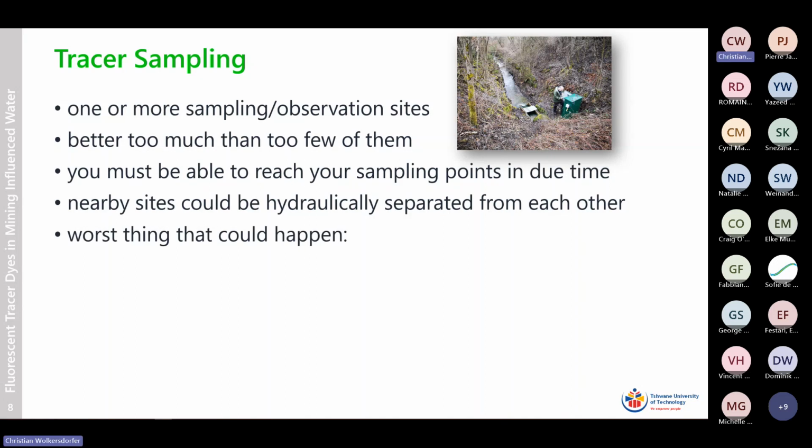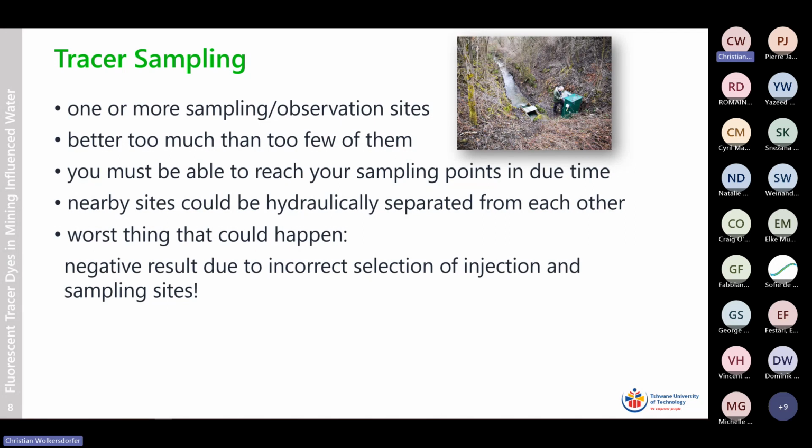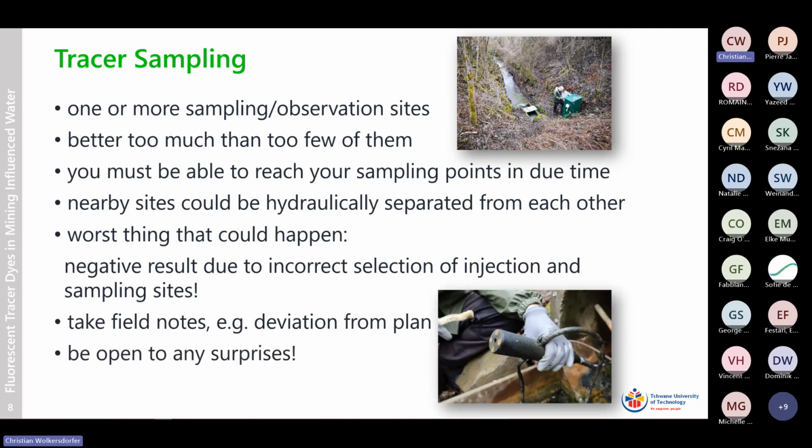And of course, there are also worse things that can happen. And these are negative results due to incorrect selection of injection and sampling sites. And a mine is quite challenging. Sometimes there are no maps available anymore if the mine was closed a long time ago. And it's a bit like digging in the dark. So you have to be careful to choose the correct injection and sampling sites. Then it's also important to take field notes, for example, when you change your plan and you have to adjust because the injection site you planned is not accessible, and to be open to surprises.